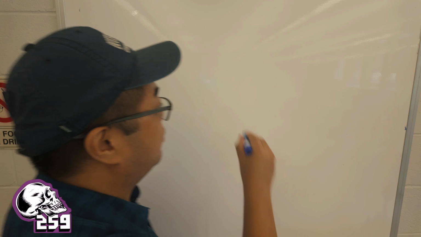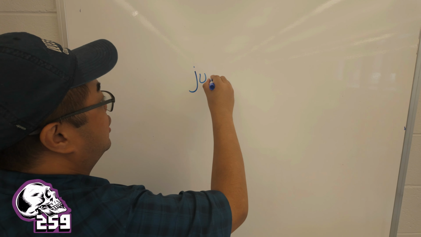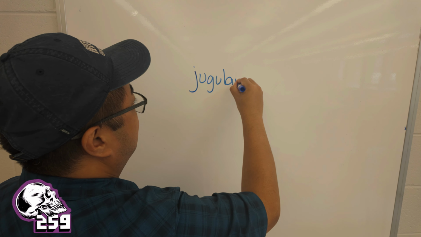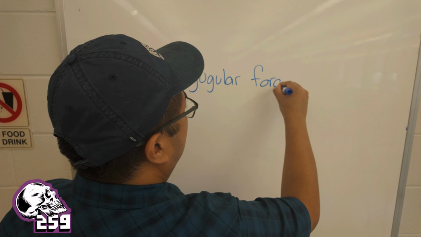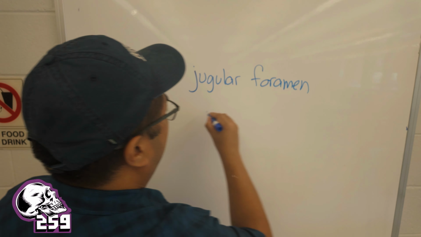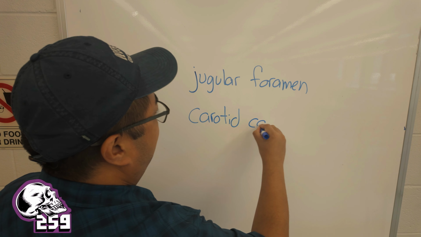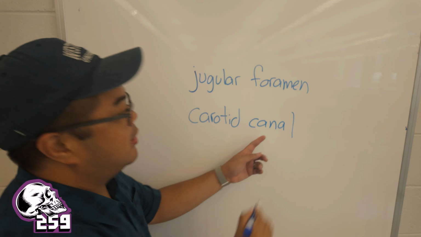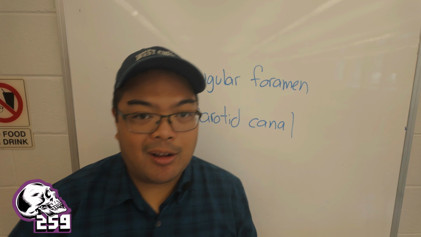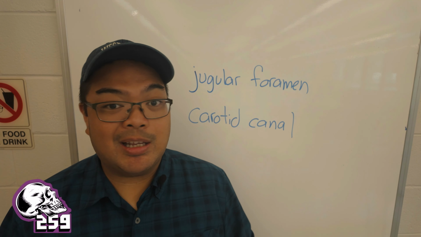And the last two foramen that we're going to be looking at are the jugular foramen and the carotid canal. Now, even though these two words are different, foramen versus canal, you can just think about them as holes in the skull.